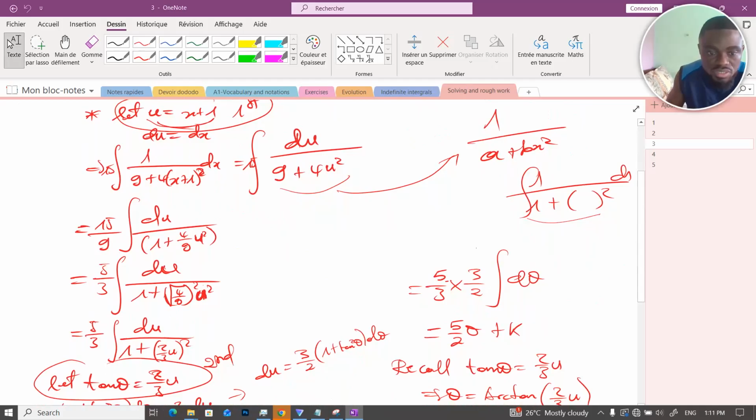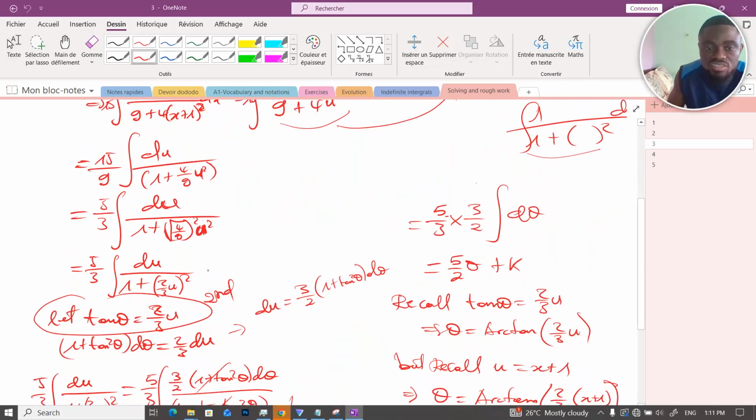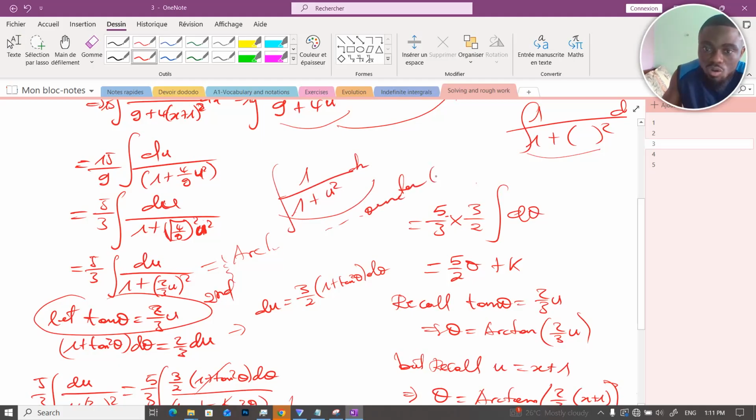When you reach this level, look at something. I did not say directly that this integral is equal to arctan something times something outside here. No. I said whenever you are in a situation where you just have 1 plus u squared, there is no need of saying let tan theta be this. No need. Just recall. Recall that this integral is equal to what? Arctan of u.